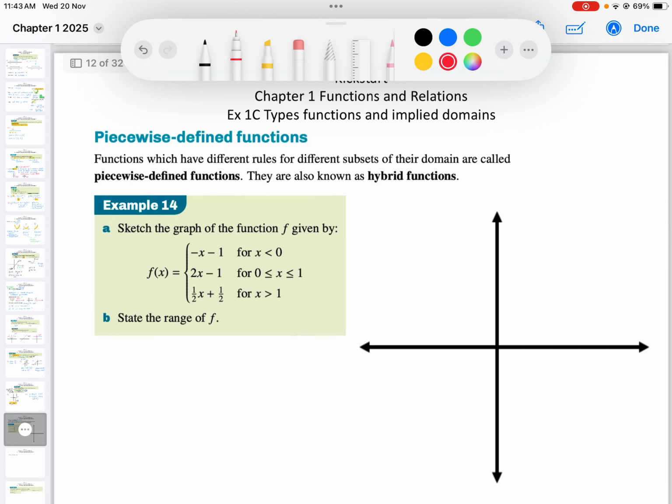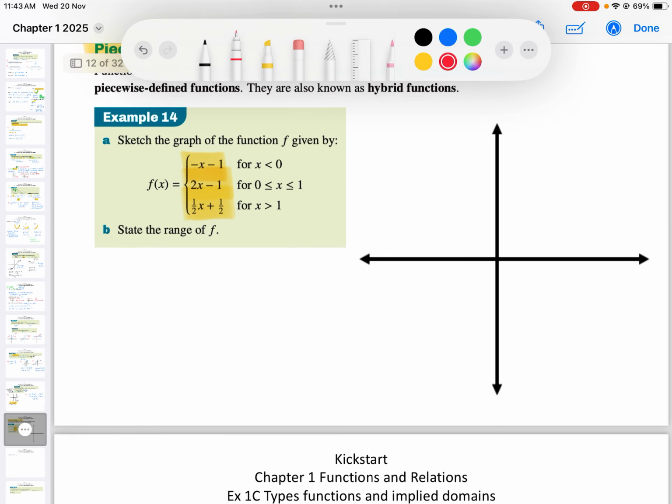This is something we did briefly last year, these piecewise defined functions. So what we do is we have 3 separate sections. So when x is less than 0, that's what it looks like. When x is between 0 and 1, and when x is greater than 1. Okay, so we've got some important points here. What am I going to do? I'm going to mark on -1, -2, and up here.